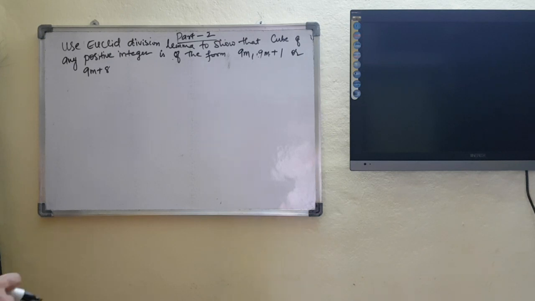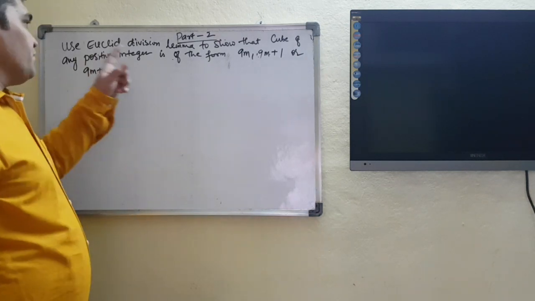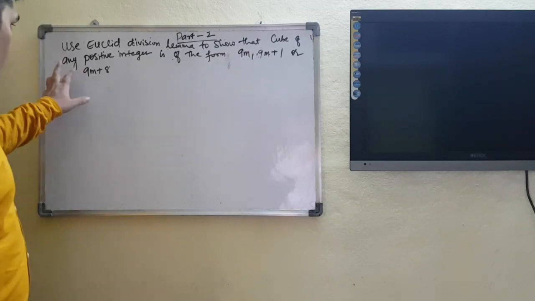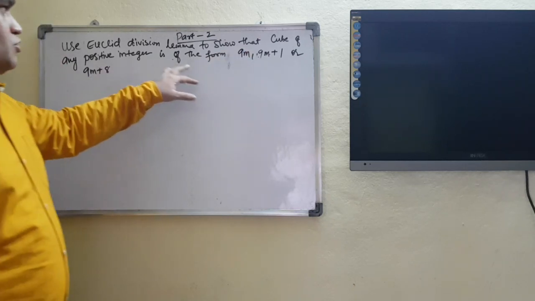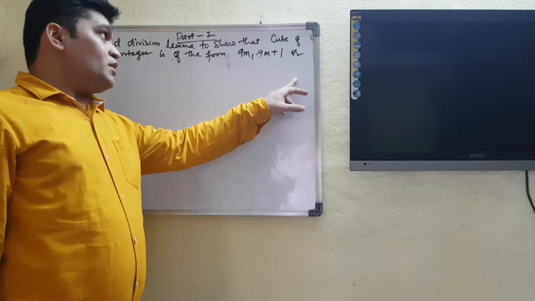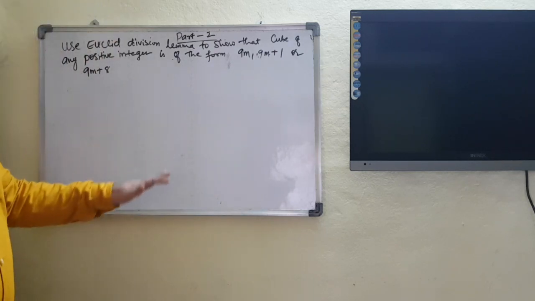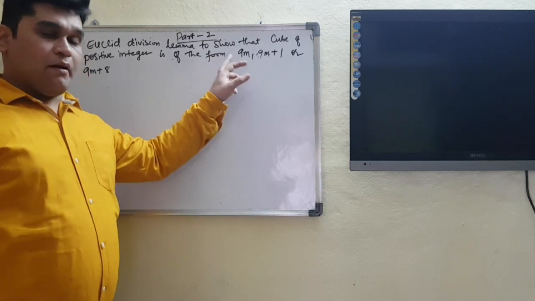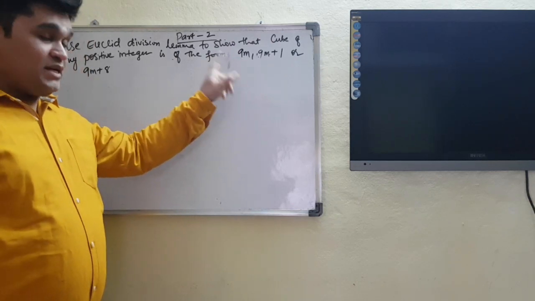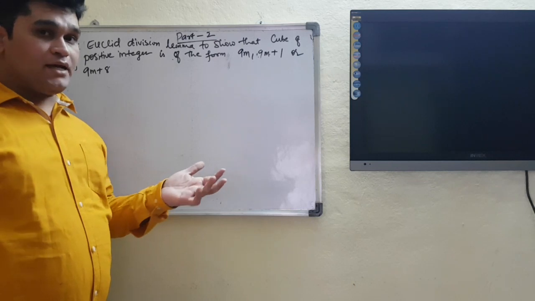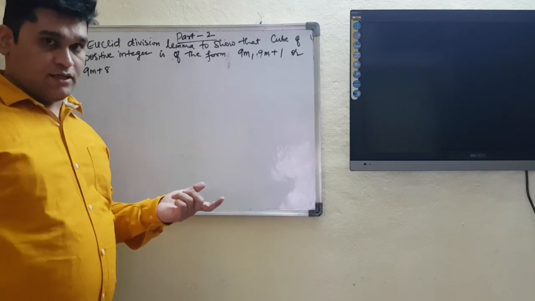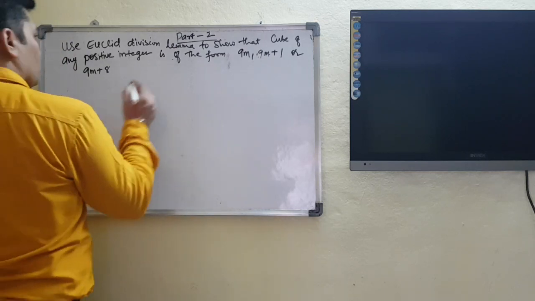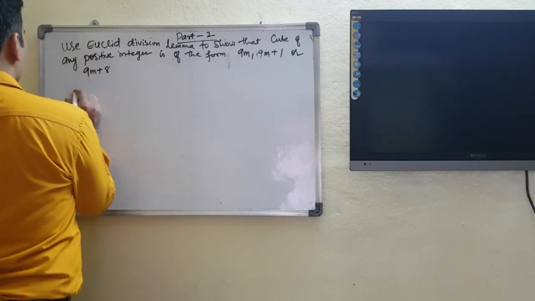Now let us do one more problem. Use Euclid division lemma to show that the cube of any positive integer is of the form 9m plus 1 or 9m plus 8. If you see the question, I can consider b as 9. If b is 9, then the remainder will be 0 to 8. It will be a little lengthier problem. So to make it short, I am going to consider b as 3. The reason behind I will say.